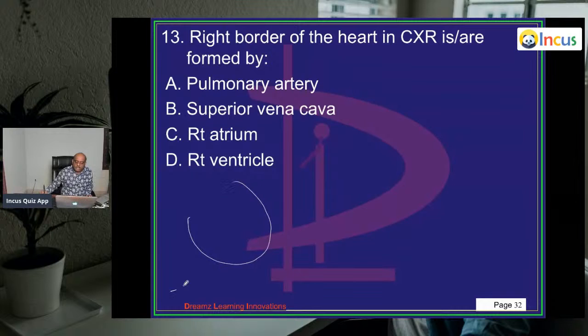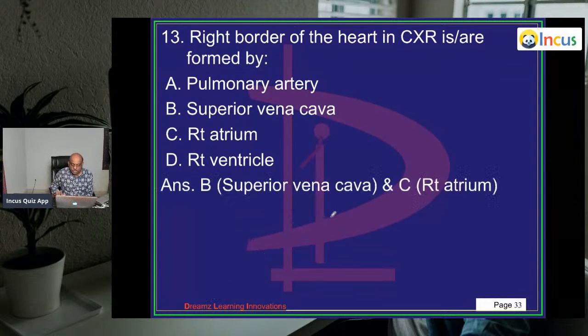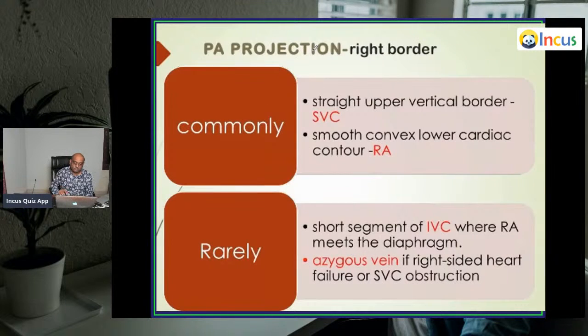Now, what constitutes the right border and the left border of the heart is a very important question. You should remember that the superior vena cava, which is draining ultimately into the right atrium, these two constitute the right border of the heart. So the right border has a straight upper vertical border and a smooth convex lower cardiac contour. This is because of the right atrium, and the straight part is because of the SVC, is what you have to ultimately remember.